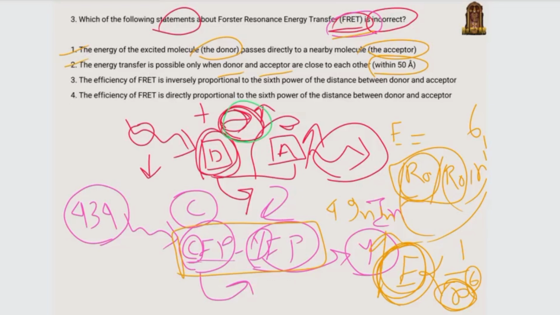And here it is saying that FRET is directly proportional to the 6th power of the distance between donor and acceptor. But we have seen it is inversely proportional. So this one is wrong. So that would be the answer.